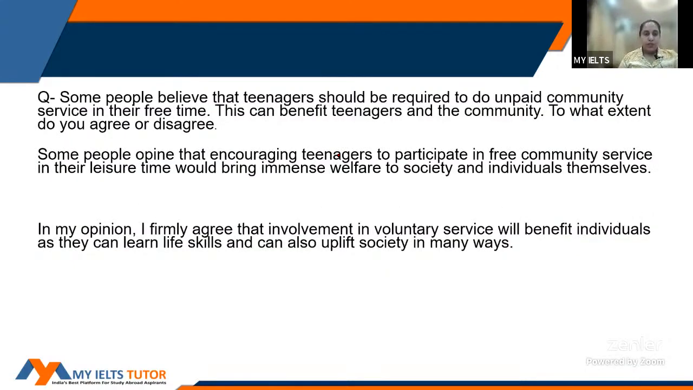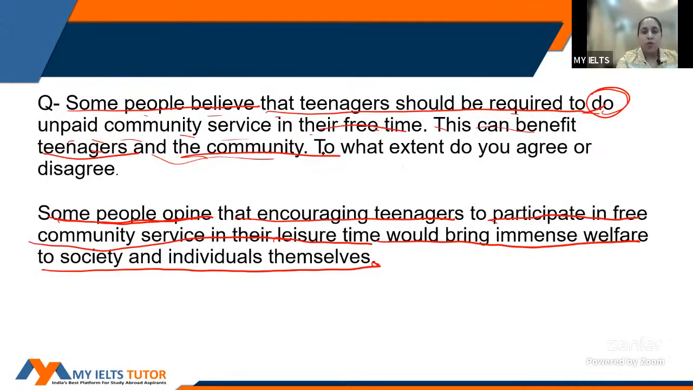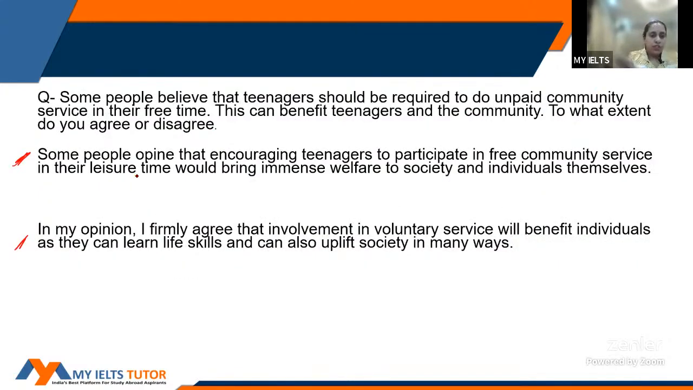Now, so this was our rephrasing. How to write the thesis? They are asking, to what extent do you agree or disagree? We have to talk about the extent. What is the extent? Am I completely agreeing with this, partially agreeing with this, or disagreeing with this? What is my opinion? I have to tell that. Now, so this is my thesis statement.